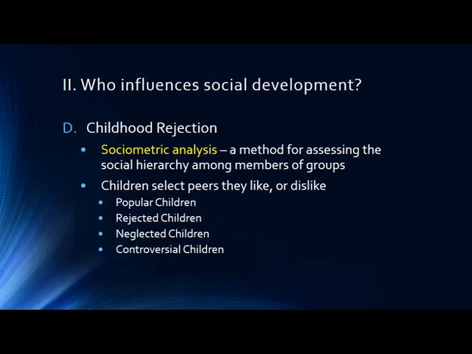And so basically, children select peers that they like or dislike. You end up with 4 different groups of kids in this case. We'll walk through these: popular children, a lot of likes; rejected children, a lot of dislikes; neglected children simply don't come up at all; and controversial children get both likes and dislikes.